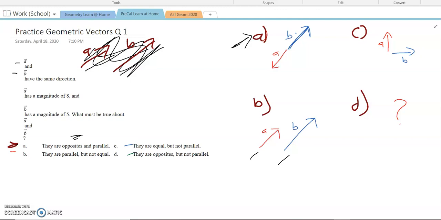Answer choice C, they are equal but not parallel. They are parallel, so it's not going to be answer choice C, and they're obviously not equal because it tells us they have different magnitudes here. Answer choice D, they are opposites. They're not opposites. They're pointing the same direction, so it's not going to be D either. So it should be answer choice B for this one.